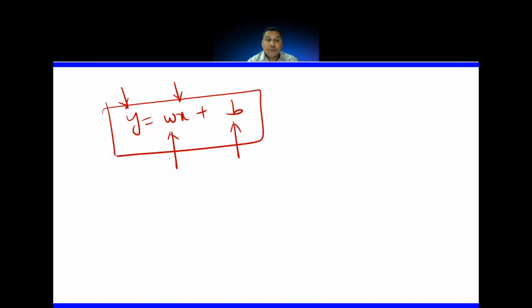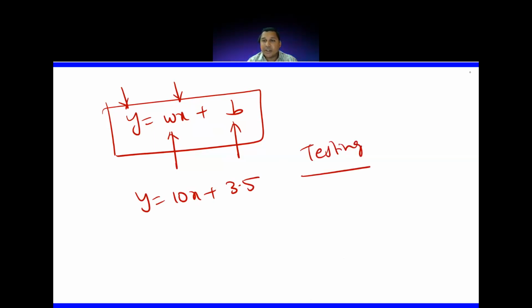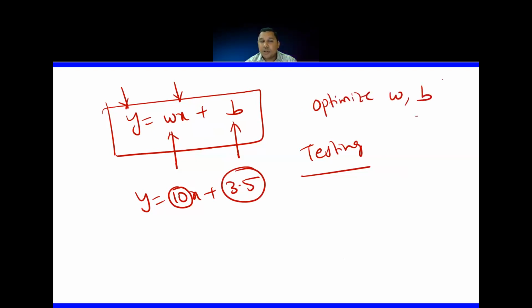Now we have different ways. See, this is my equation, for example, 10x plus 3.5. When I am testing this using the real data that I have, I'm not getting the exact values. There's a slight difference. So what we have to do is optimize this weight and this error variable. So we have to optimize these w and b values.